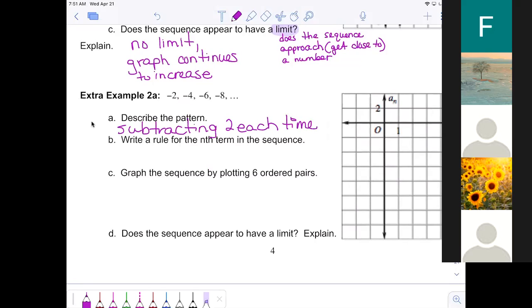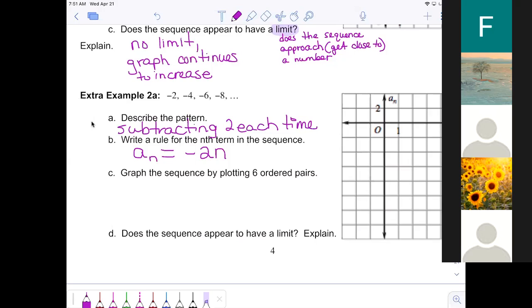All right, the second part, it says write a rule for the nth term. That's the same thing as saying write an equation or write a formula. So we want to be able to come up with an equation or a formula to represent this sequence. So we're going to say a sub n instead of y equals. Brooke said you're subtracting 2 each time. And because you're doing that every single time, it's going down by 2. My formula would be -2 times n. Each term, I'm subtracting 2.